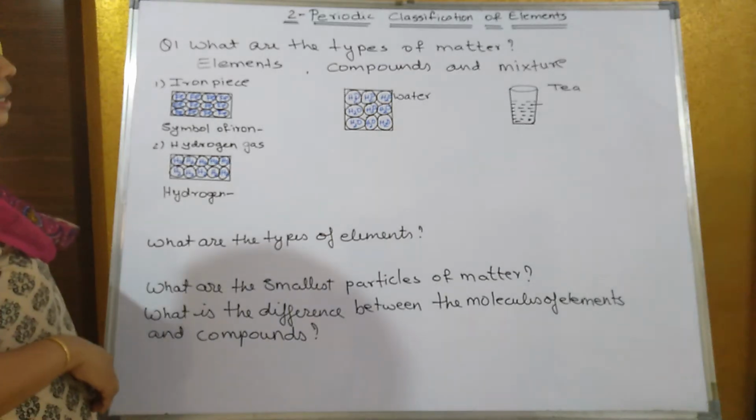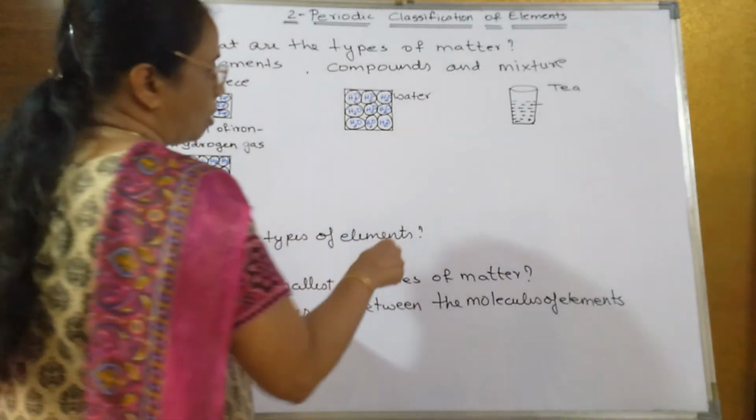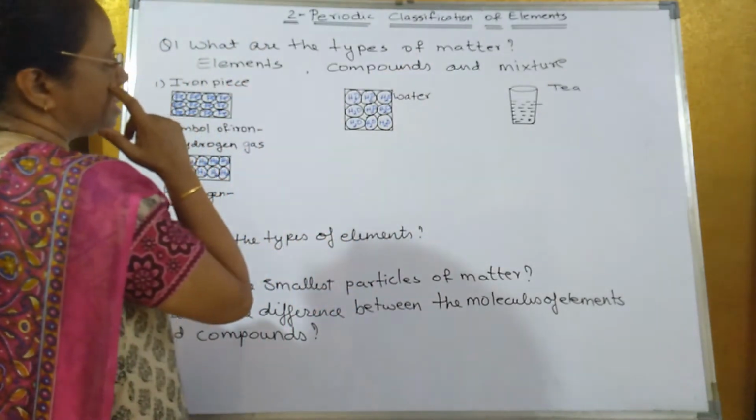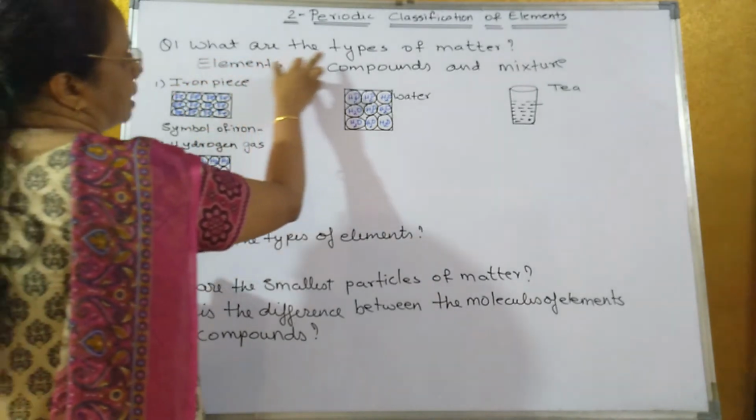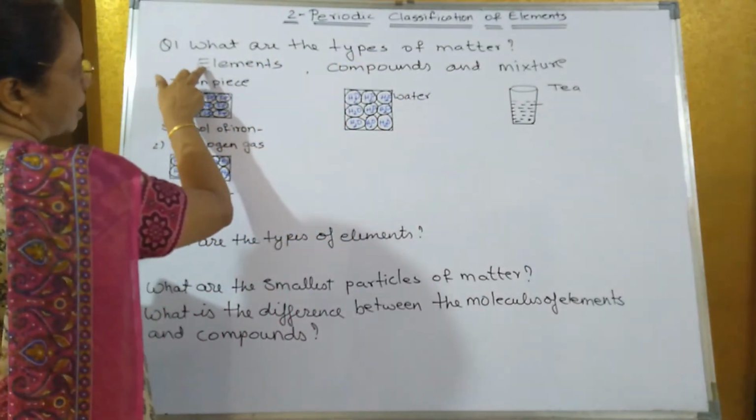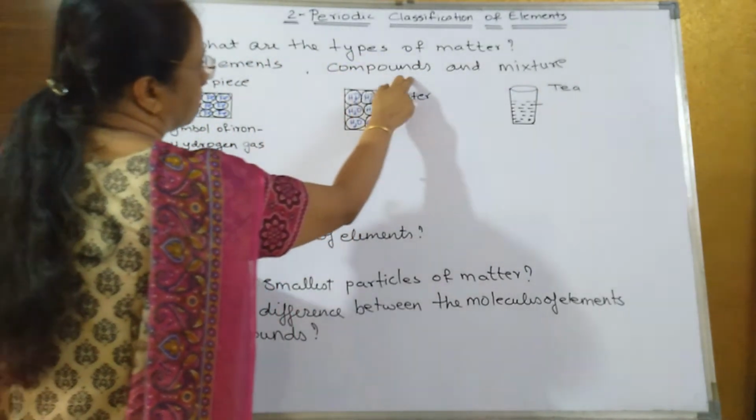Now, second lesson, periodic classification of elements. Let us revise and go through what we have studied previously. What are the types of matter? Matter is of three types. What are they? Elements, compounds and mixture.